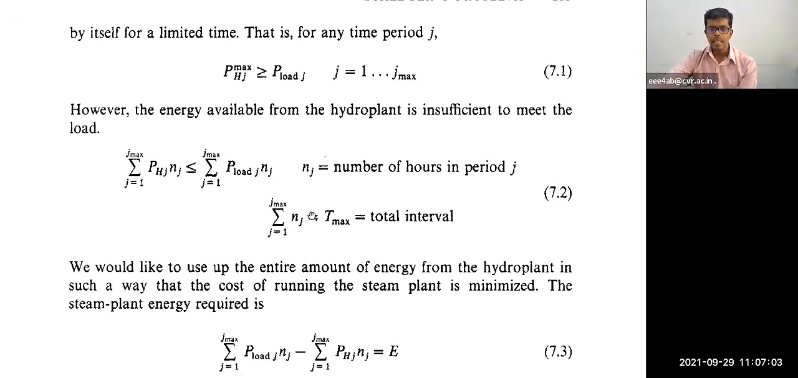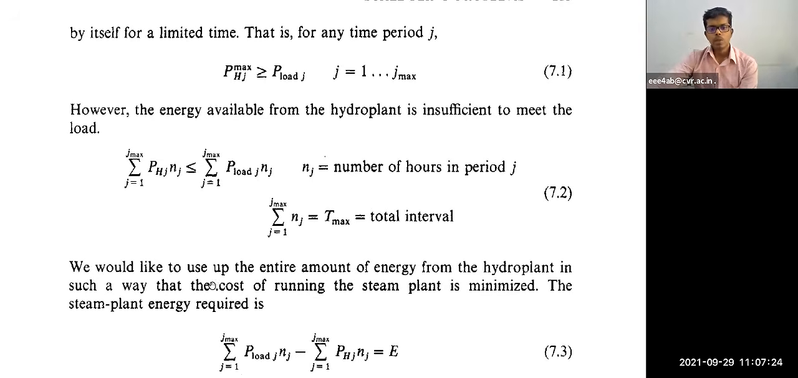Next, NJ is the total period of time, that is, the summation of NJ for J equal to 1 to J maximum is equal to T maximum, that is the total interval. Say for example J is equal to 1 hour to 24 hours. So that is the total interval of the particular period.